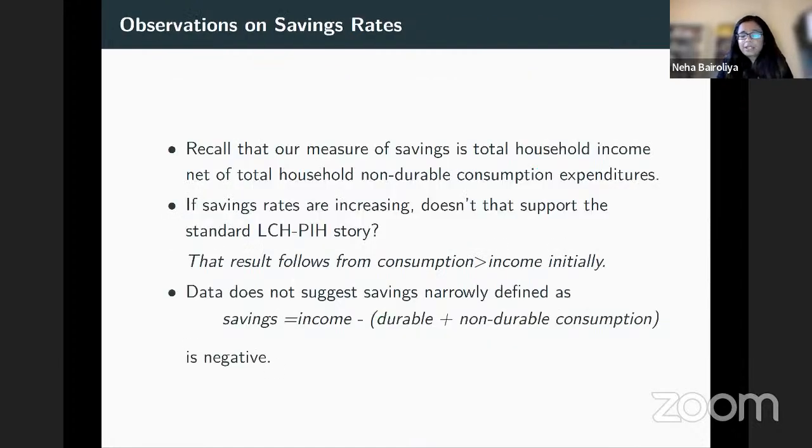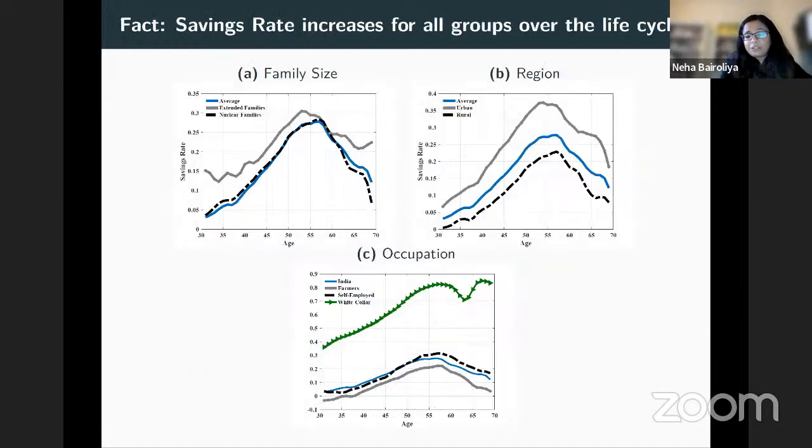Why is that important? Well, let's think about it. If savings rates are increasing, one might ask, well, that is supportive of the life cycle permanent income hypothesis story, right? However, the fact that they're consistently positive shows that it cannot be the case. If it's really households smoothing consumption, there should be, like I said, a lot of borrowing going on, or initially they should have a negative savings rate, which we do not observe. We see that no matter which subgroup you look at, households are consistently saving and building the stock of capital over the life cycle.